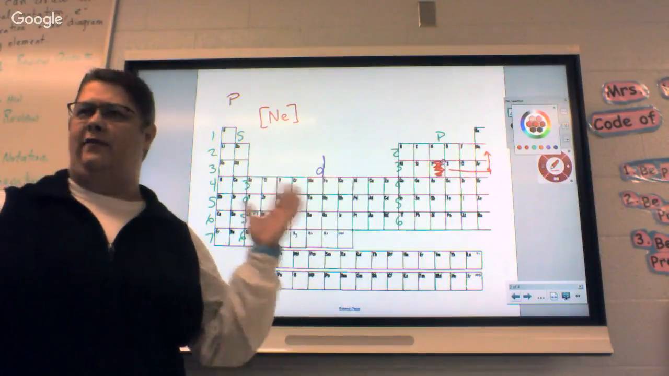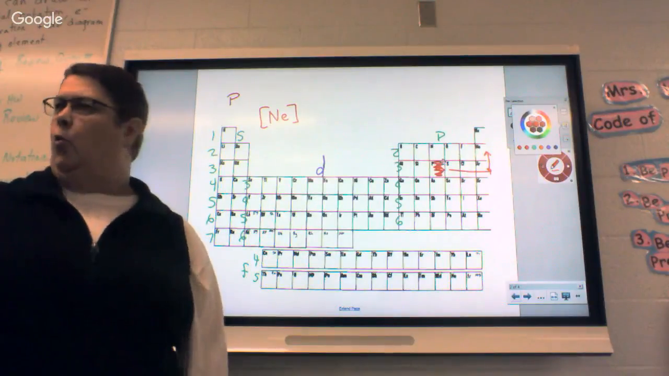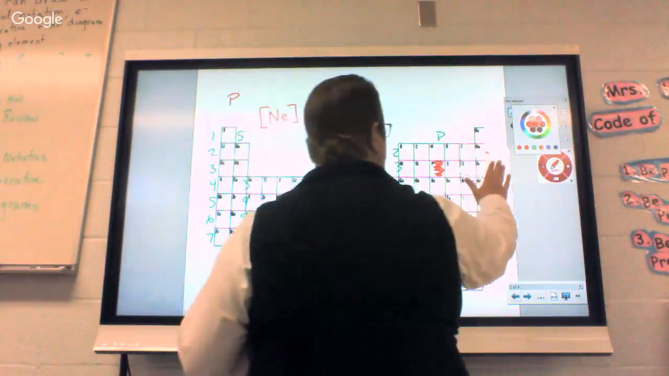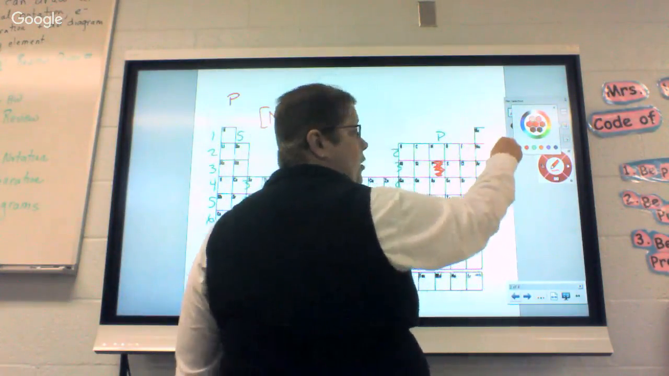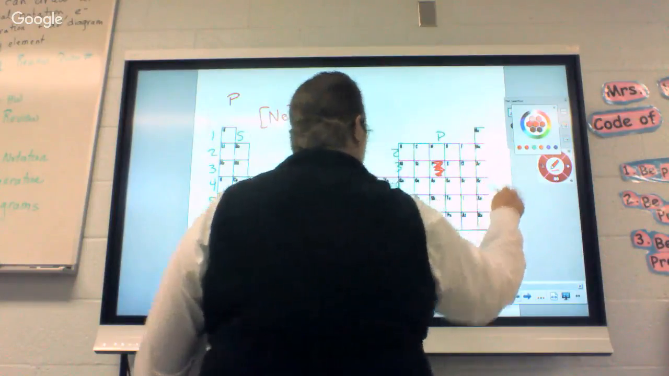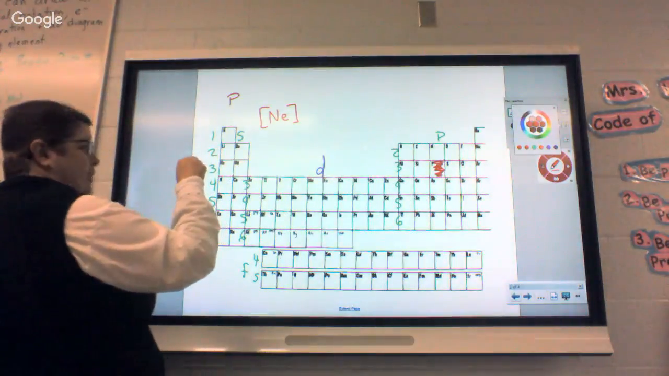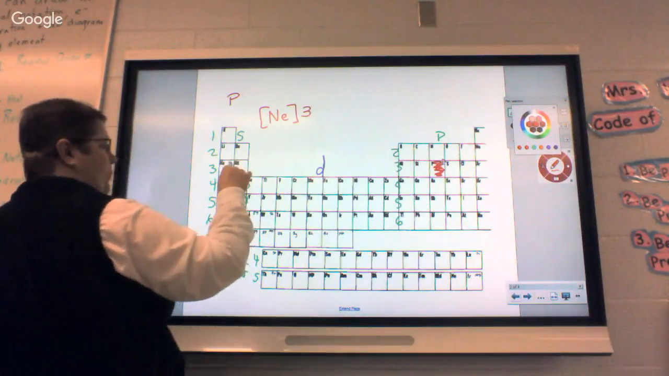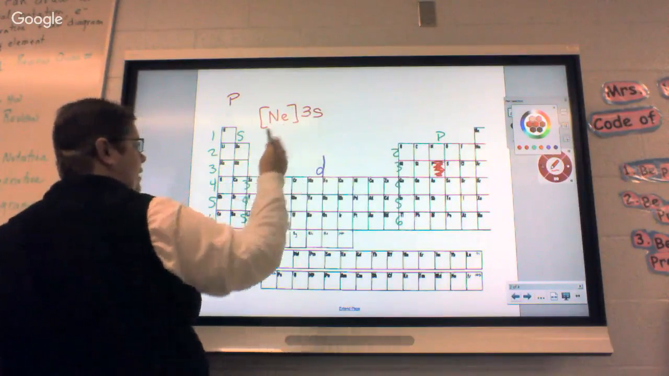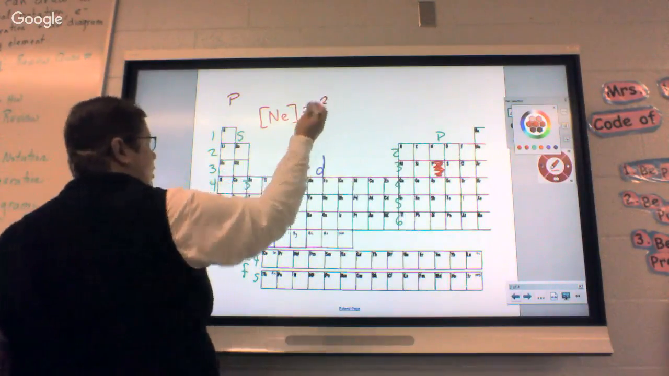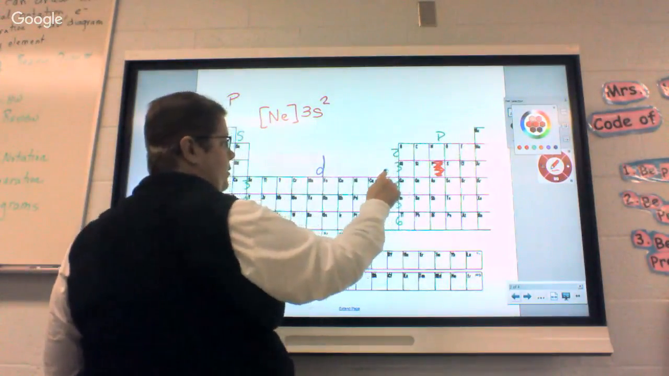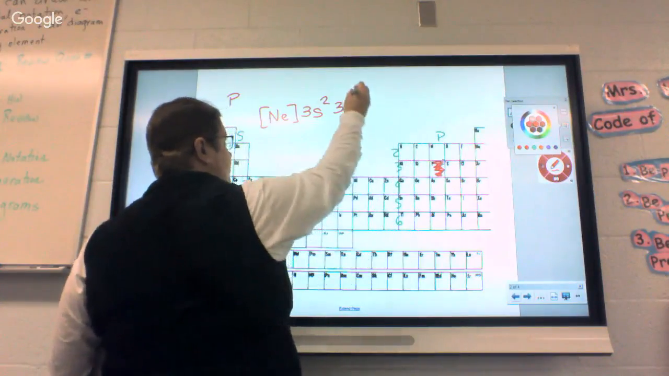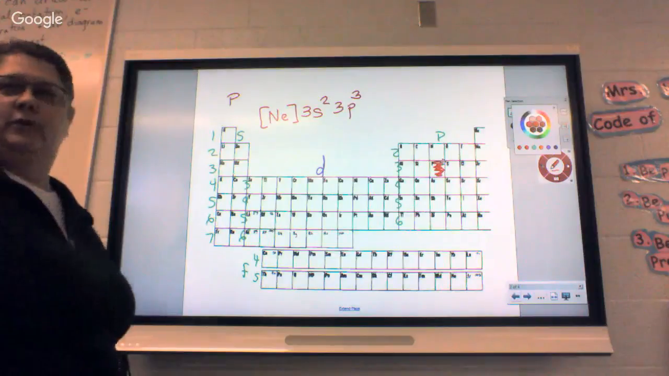That covers all of the configuration up through the neon. We just write what's left after the neon. So, reading from neon after. So if we're here, where do we go? No. All the way back to the left and drop down one row, right? So what do I have here? So I write 3. What block? S. How many do I have? 3S2. Then I have what block? And how many do I have? 3. That is the shorthand for phosphorus.